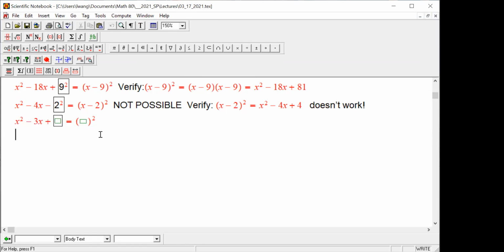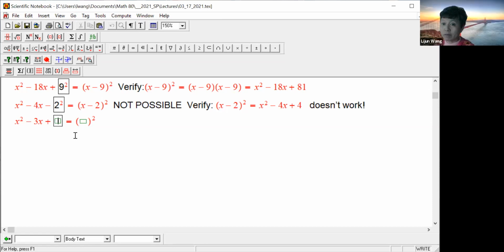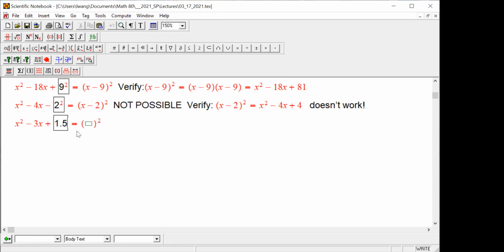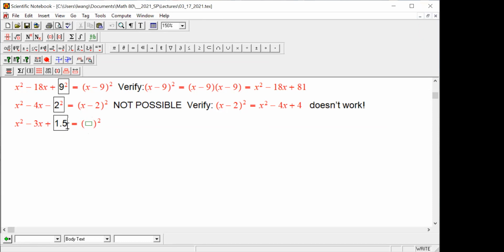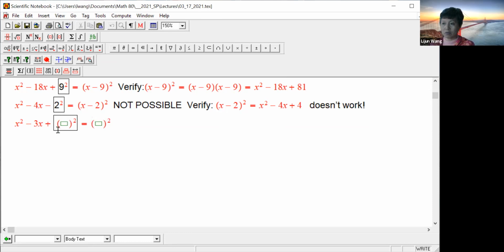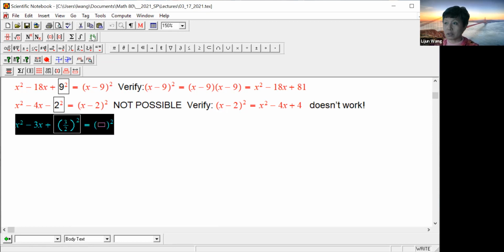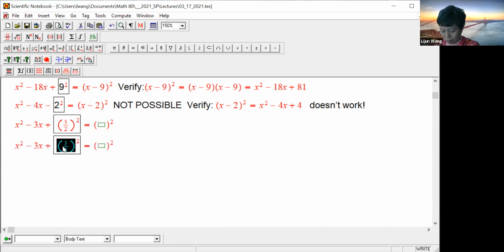Is it 1.5? No, 1.5 square. That's right. Perfect. Or may I suggest another form? 3/2. 3/2 is 1.5. So your answer is right. Your answer is just as good. Okay, so I'm going to give you two forms of answers. 1.5. Perfect. So what is on the other side?